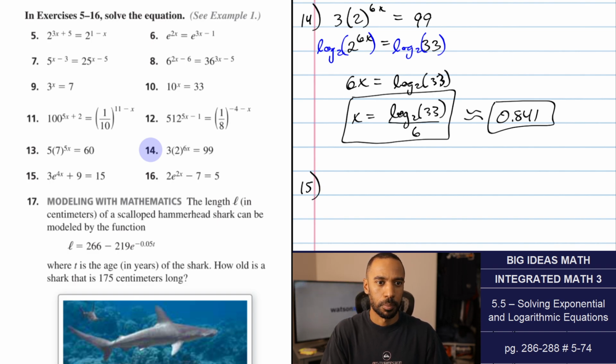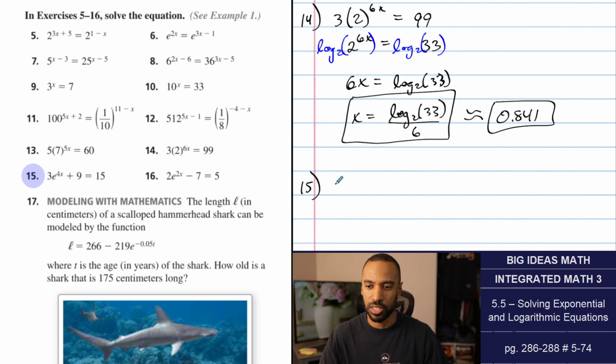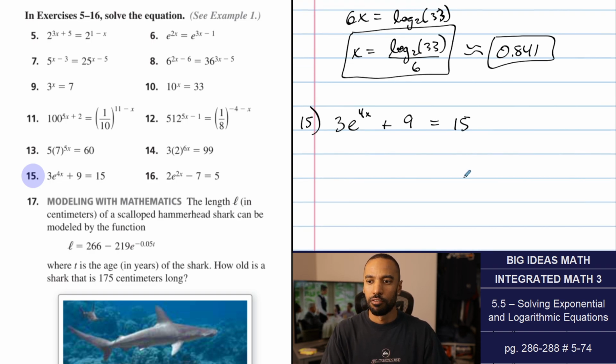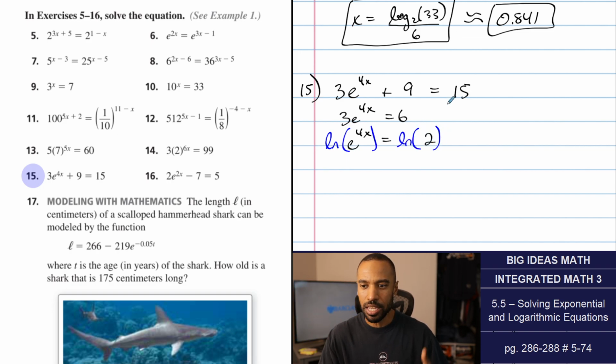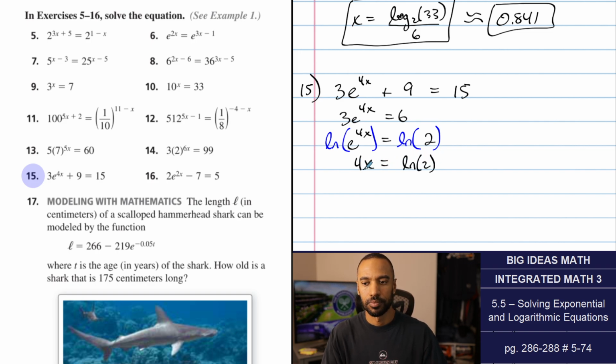Number 15 and 16, you can see e as your base. So the best log that you can use in these cases to cancel things out will be the natural log. 3e to the 4x power plus 9 equals 15. First, get e to the 4x by itself before doing anything else. Subtract 9 from both sides. Divide both sides by 3. You're going to get e to the 4x equals 2. Now, as I'm separating those, that's because I'd like to natural log both sides. If I do that, that'll cancel out the e portion. It'll just leave me with 4x. So 4x equals natural log of 2. Boom. Divide by 4. X equals natural log of 2 all over 4.